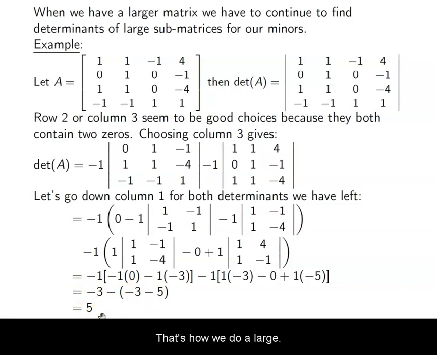So that's how we do a larger matrix. A lot of work, right? You're kind of nesting yourself into doing determinants of determinants of determinants. So here I'm trying to find the determinant of a 4 by 4. I end up having a sum of determinants of 3 by 3s.